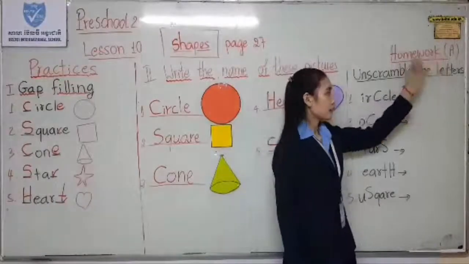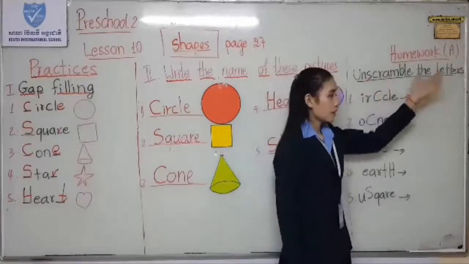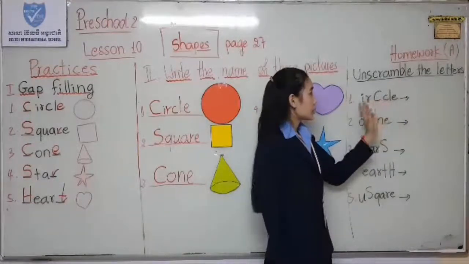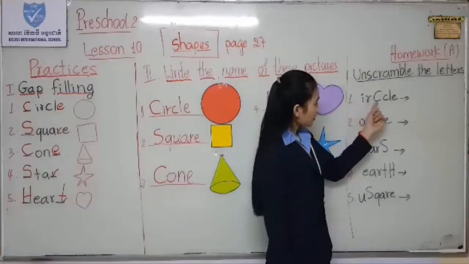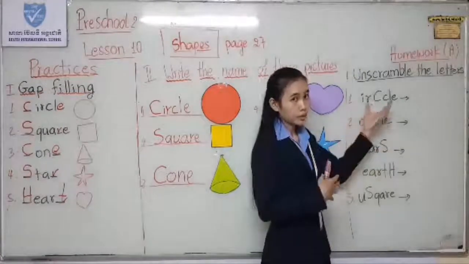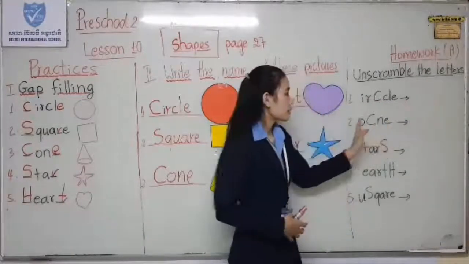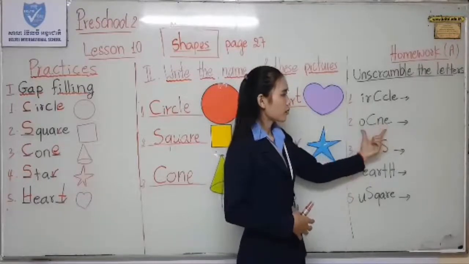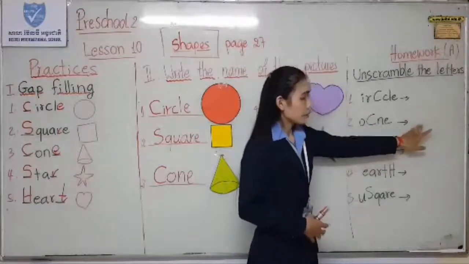Now, let's go to homework together. Here's homework A. The structure of this homework is unscramble the letters. Unscramble the letters. It means you rearrange them. So, let's see. Number one. I-R-C-C-L-E. What is it? So you need to unscramble. Then move to number two. It's the same as number one. O-C-L-E. What is that word? Let's see. So you need to unscramble it into the correct word.